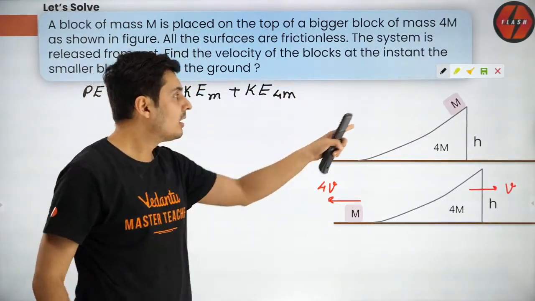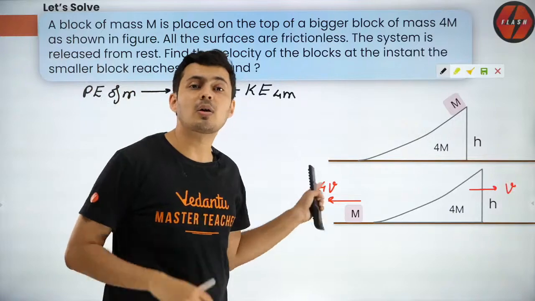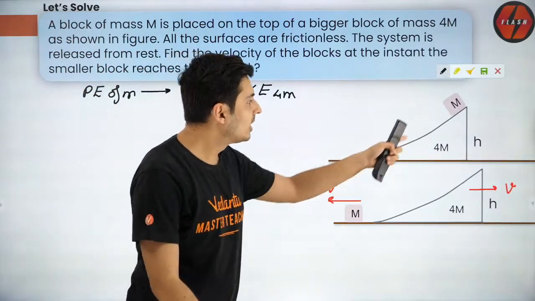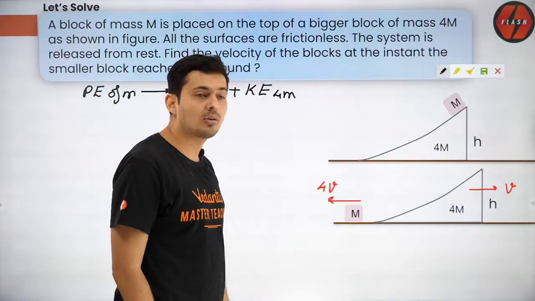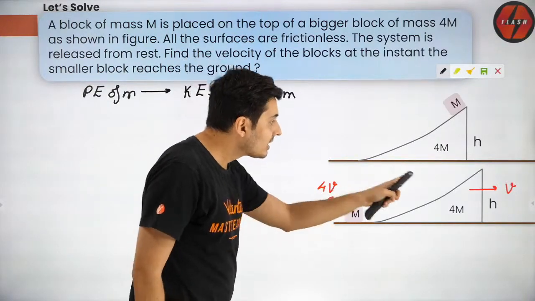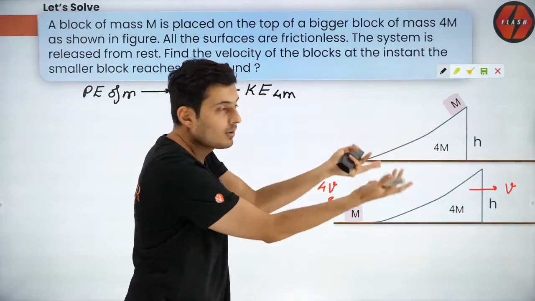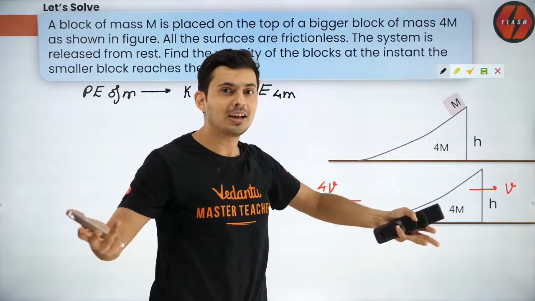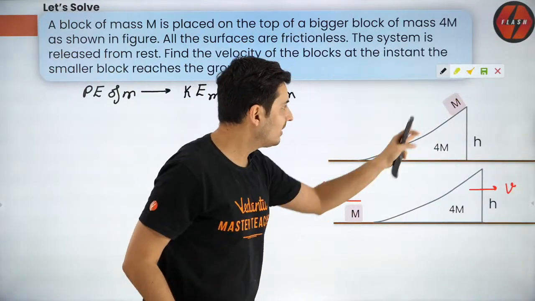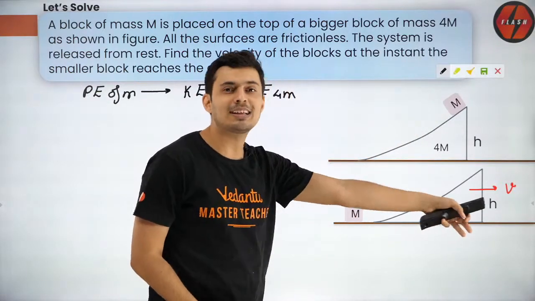A lot of people think mgh is half mv square. Wrong, you guys are wrong. No, mgh is not half 4m v square. No, because even this guy got kinetic energy. And where did it get it from? This guy has given. It's a very good donor. It's a very charitable man. He has given his own potential energy to this guy as well as this guy.